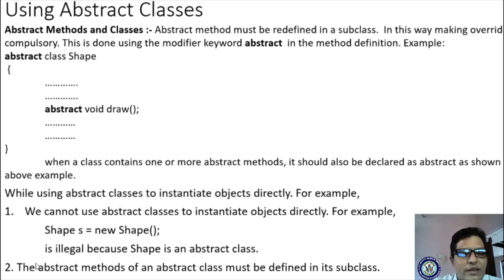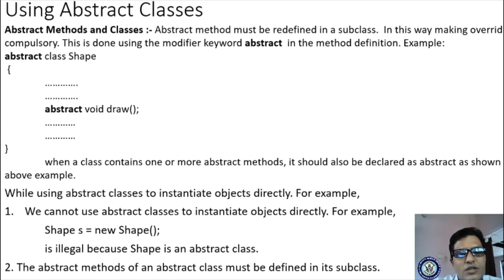Okay, the abstract method of an abstract class must be defined in its subclass. Whatever methods are specified in the parent class, you also specify in the subclass. In the subclass you can access them. Okay, what is the third point?